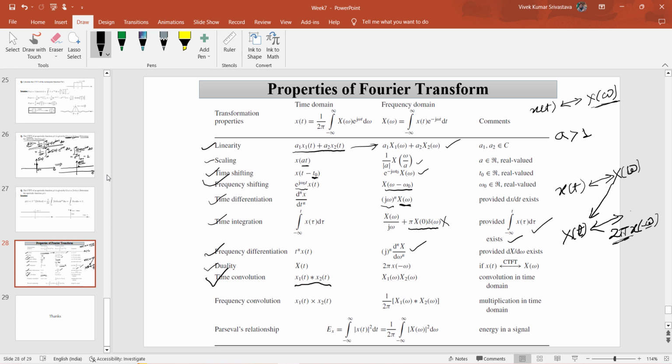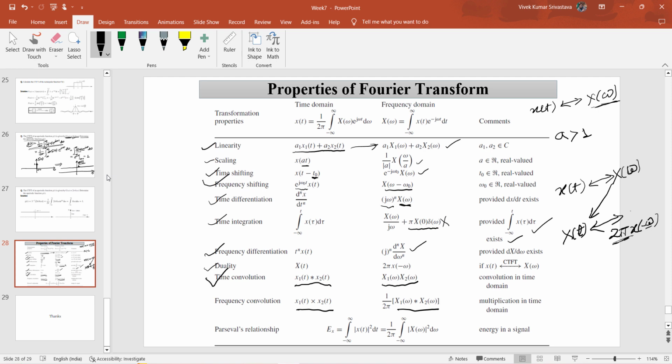Similarly, if you take the convolution of two different signals in the time domain, then the corresponding multiplication of the Fourier transforms of the individual signals is observed in the frequency domain. And if you are multiplying these two signals in the time domain, then the corresponding convolution is observed in the frequency domain.